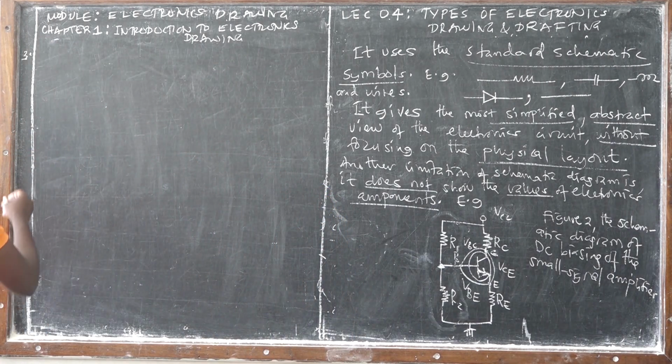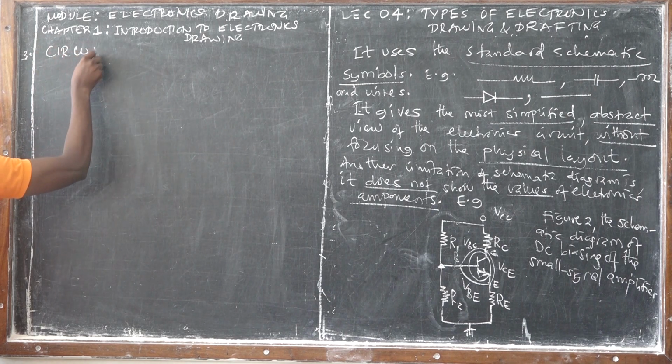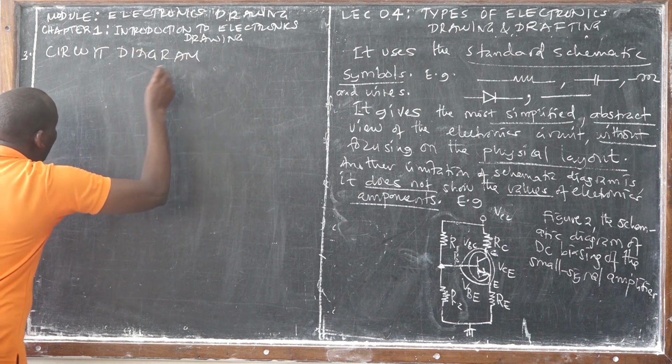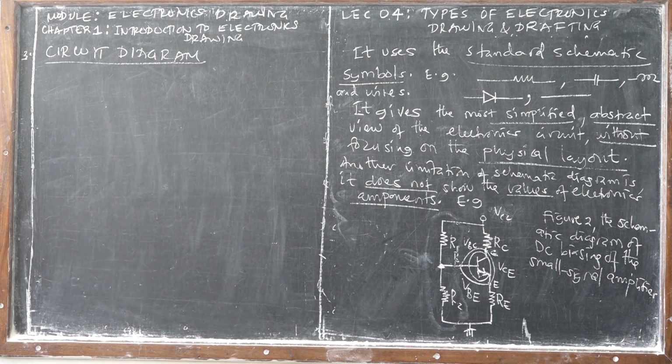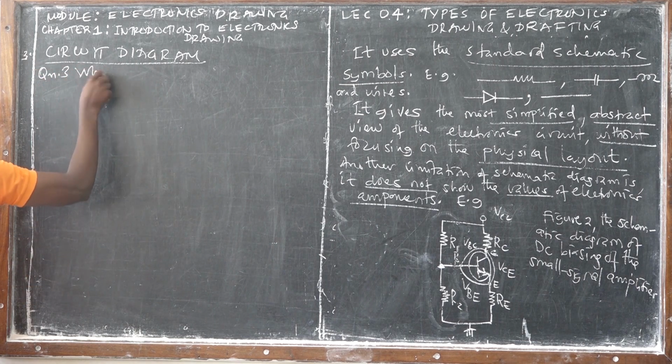So the third type of diagram is called the circuit diagram. Class, say circuit diagram. Again, circuit diagram.